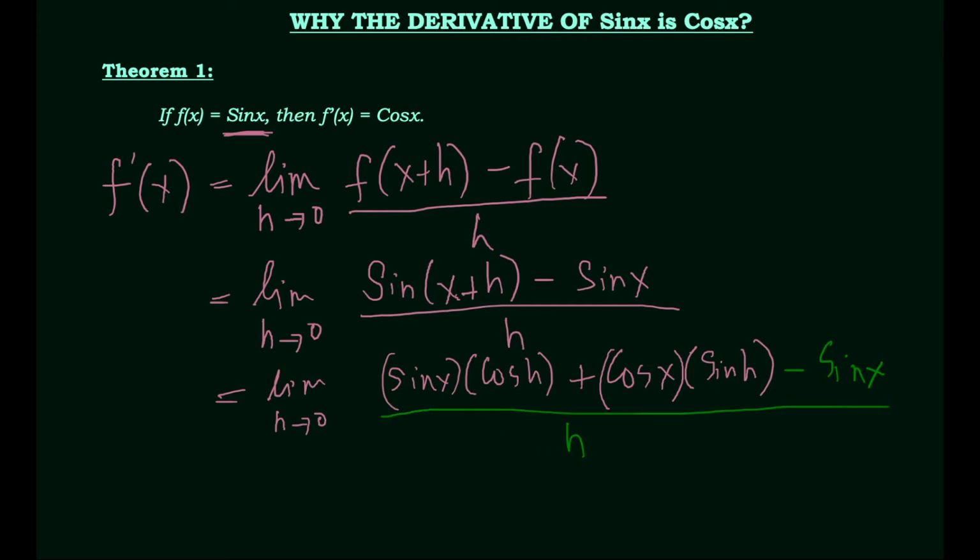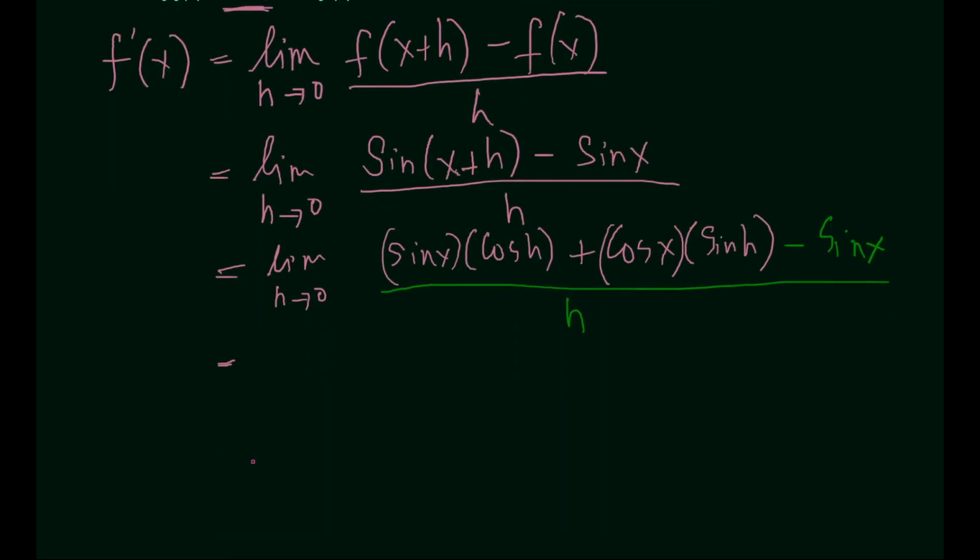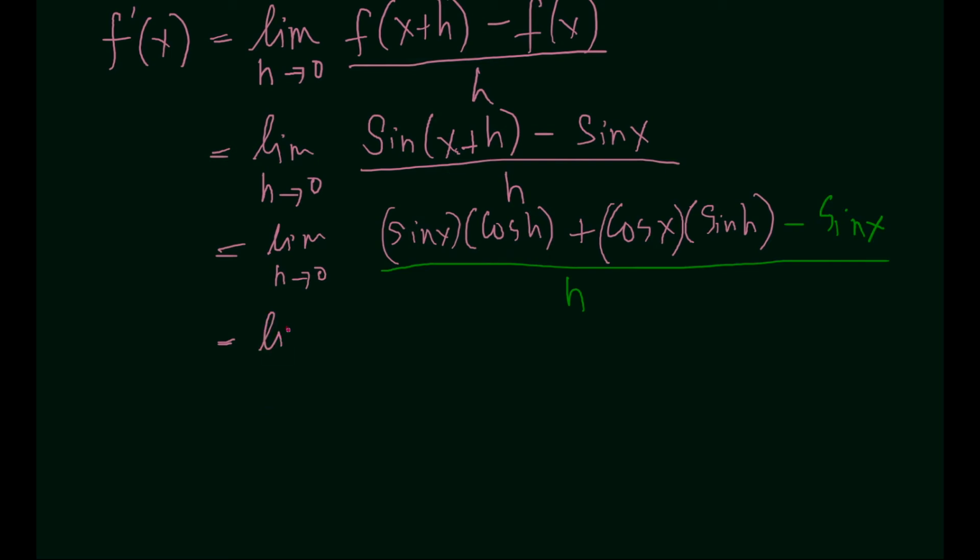Okay, so the next step that you will be doing here, because our numerator looks like a very complicated function, is to rewrite it in such a way that you could apply some simplification. So I will rewrite the numerator as sine x cosine h minus sine x plus cosine x sine h, over h.